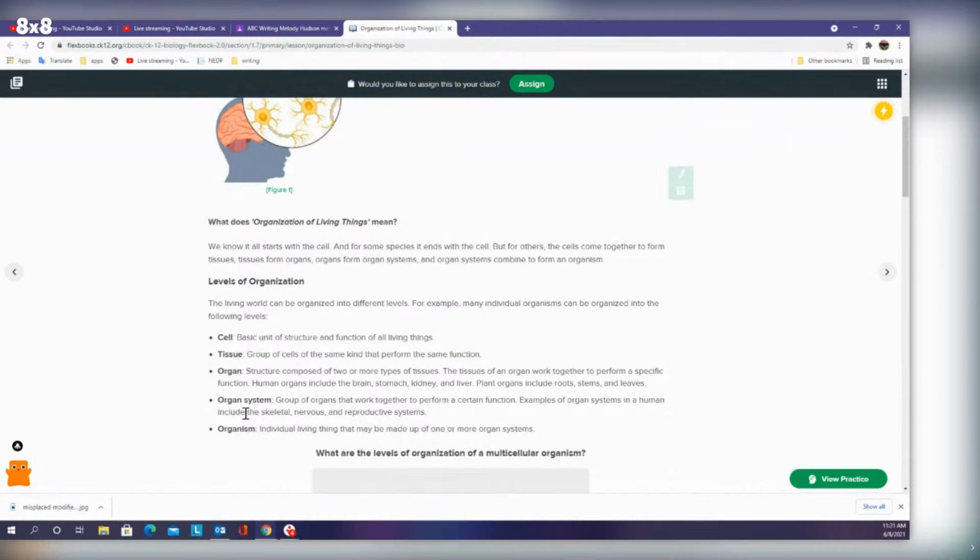Then you have an organ system, which is a group of organs working together to perform a certain function. So in the human body, we have the skeletal system, the nervous system, we have reproductive systems. Then an organism is an individual living thing that may be made up of one or more organ systems.